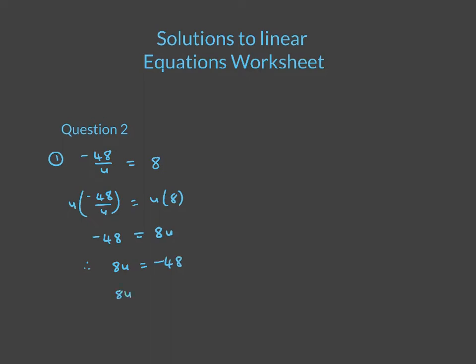Divide by 8 on both sides. Because 8 times u, you want to just get u, so divide by 8 on both sides. Therefore, u is equal to negative 6.